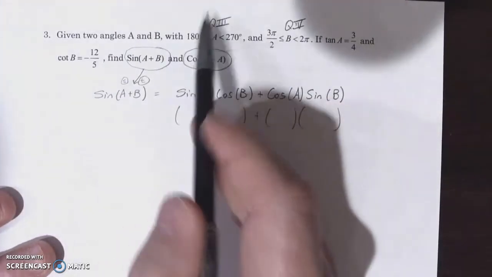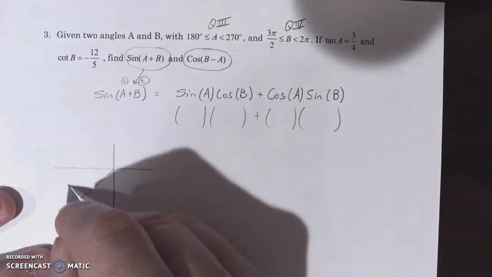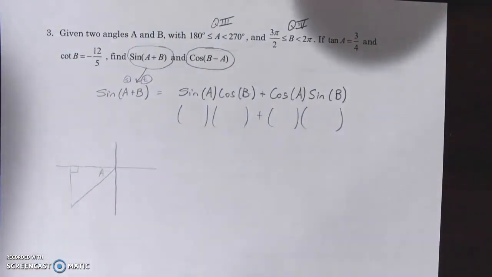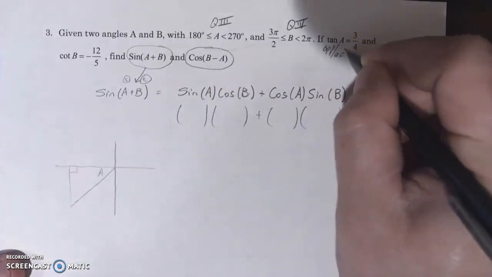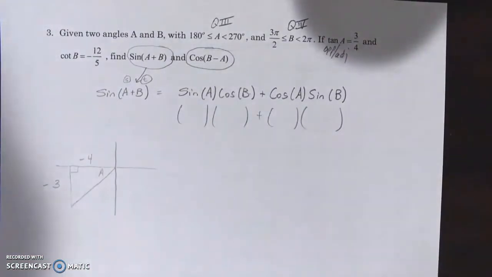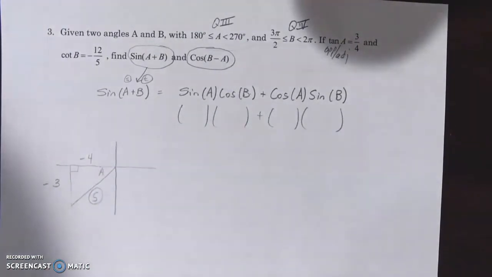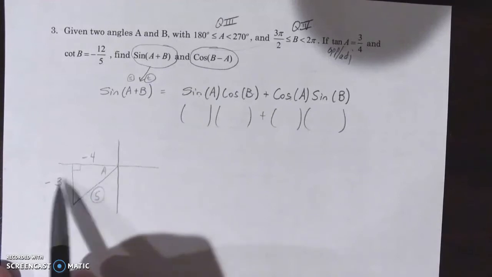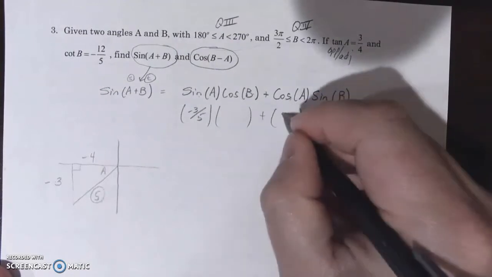Okay. Let's draw out A. Angle A, we said, was in quadrant 3. It says that it has a tangent value of 3 over 4. Tangent is opposite over adjacent. So we're going to have a 3 and a 4. Remember, these should both be negative in quadrant 3. Pythagorean theorem gives us a 5 for the hypotenuse. Why is this important? Now I know what sine of A and cosine of A are. Sine of A is opposite over hypotenuse. Cosine of A is adjacent over hypotenuse.